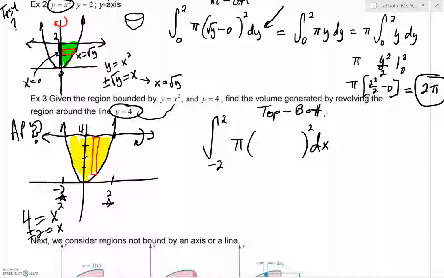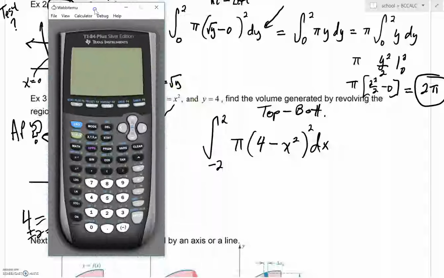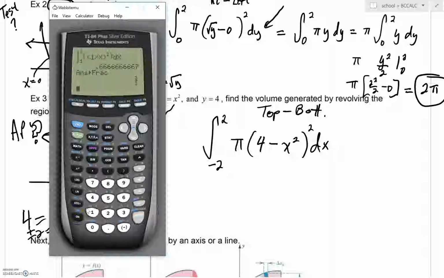What is your top boundary? Well, your top boundary is this y equals 4. How about your bottom boundary? That's your parabola, your x squared. And guys, it's at this point where we're just going to speed up the process. Obviously, we could expand this, just FOIL that out and do the fundamental theorem.